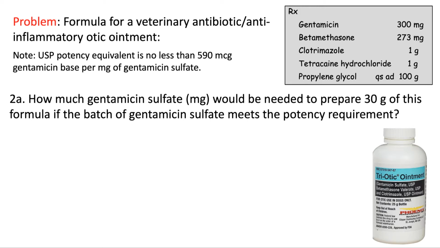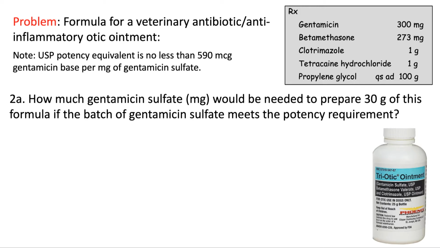The only other thing I can notice over on the note below the problem, it says that the USP potency equivalent is no less than 590 micrograms of gentamicin per milligram of gentamicin sulfate. So keep in mind, what the prescription calls for is 300 milligrams of gentamicin, but in this first question, our active source of gentamicin is actually gentamicin sulfate, because the question, letter A, says, how many milligrams of gentamicin sulfate would be needed to prepare 30 grams of this formula if the batch of gentamicin sulfate meets the potency requirement we just described. Okay? So a couple of things going on there.